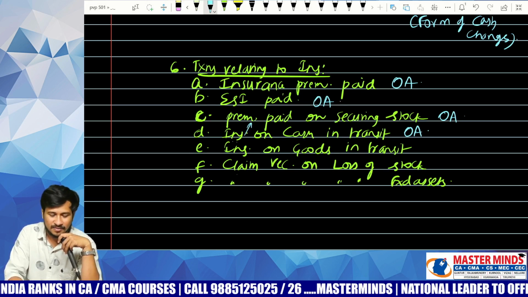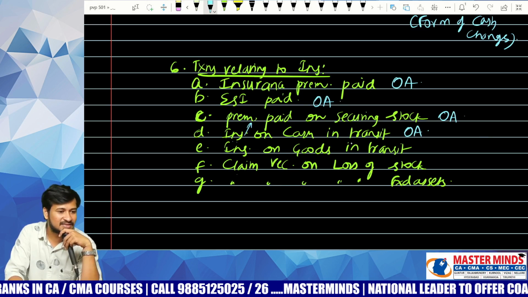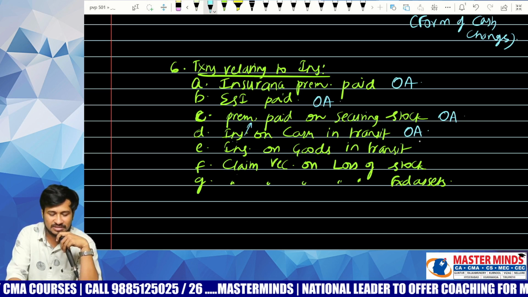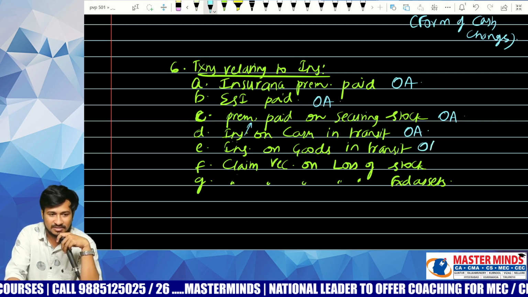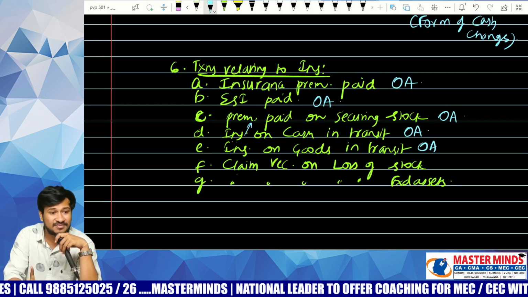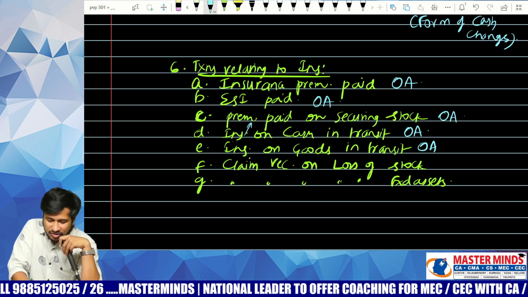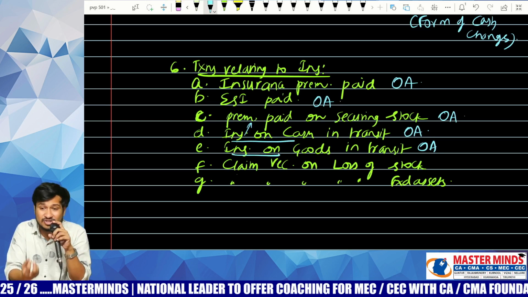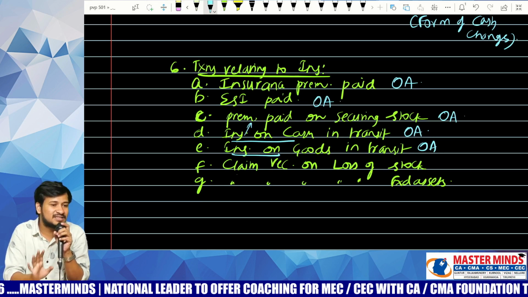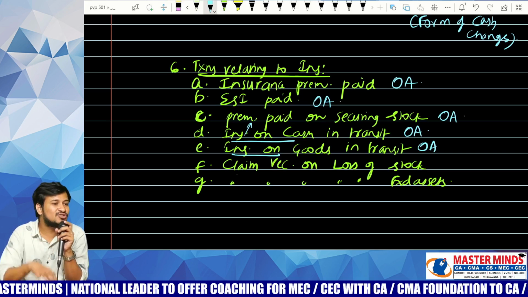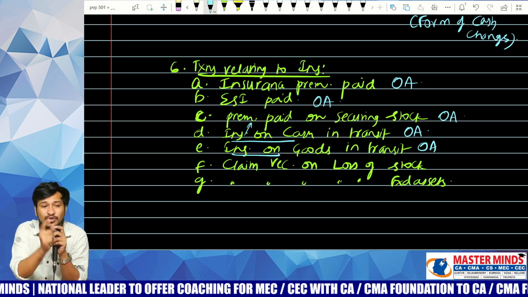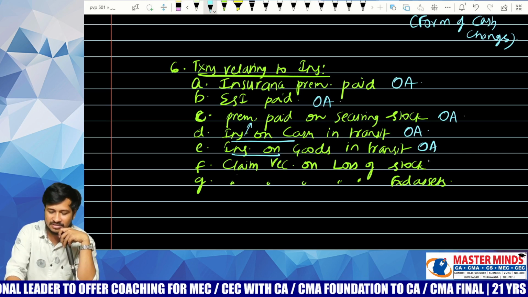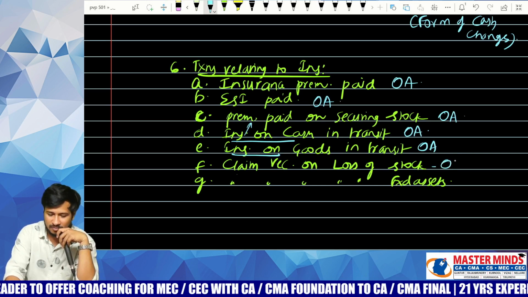Premium paid on cash in transit is an activity, it's an operating activity. Premium paid on goods in transit, operating. So take care, I have changed the language wantedly. Insurance on goods in transit, insurance on cash in transit, in the sense you're taking insurance on cash in transit. You're taking insurance on goods in transit, for which you have to pay the premium. Clear. Next, claim received on loss of stock, operating.